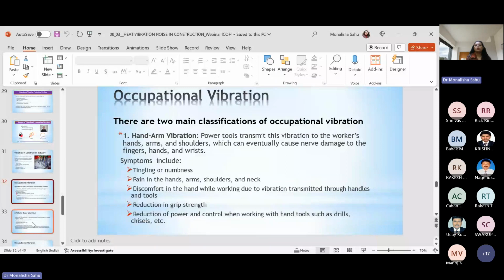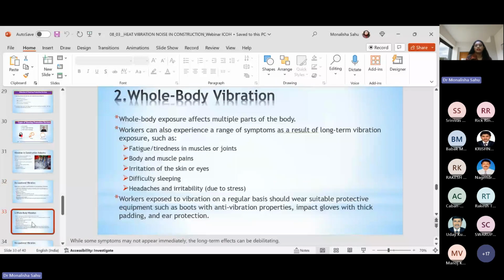Similarly, if the whole body vibration exposure is there, there is initially fatigue and tiredness, body and muscle pain, irritation, difficulty sleeping, and then if it happens for a longer duration, there is very high risk of various kinds of MSDs. So it is important that on a regular basis, the workers who are exposed to vibration wear suitable protective equipment.